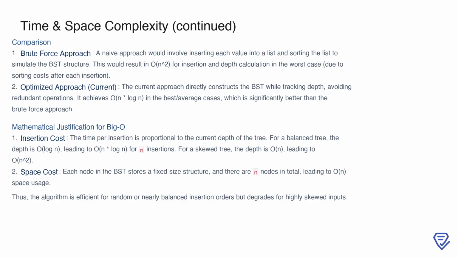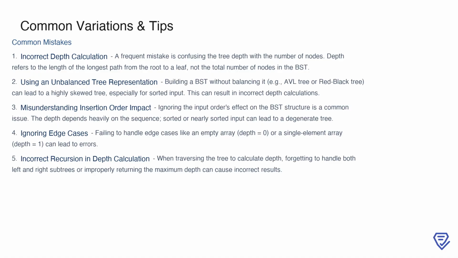As for space complexity, each node in the BST stores a fixed size structure, and with n nodes, the total space usage is O(n). This makes the algorithm efficient for random or nearly balanced input orders, though it performs less favorably with highly skewed inputs. When working with the depth of a binary search tree, it's important to watch out for several common mistakes.